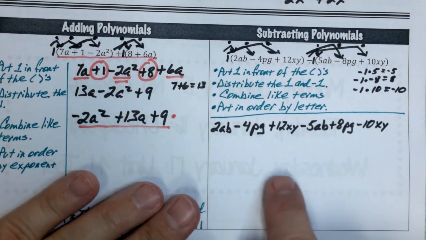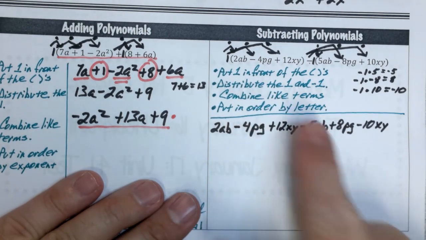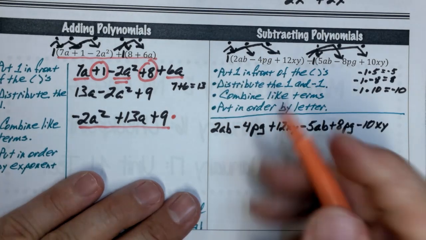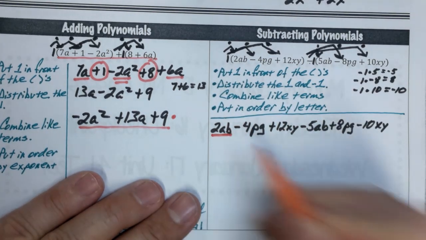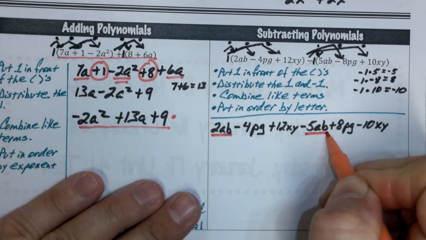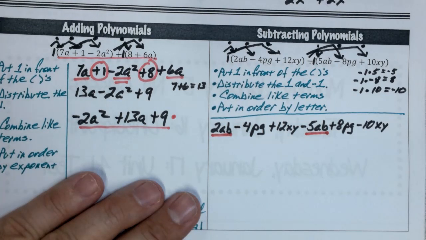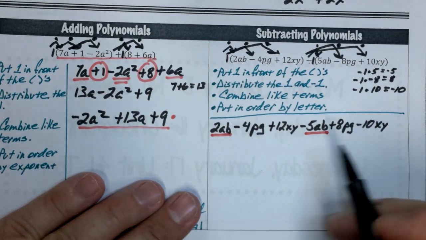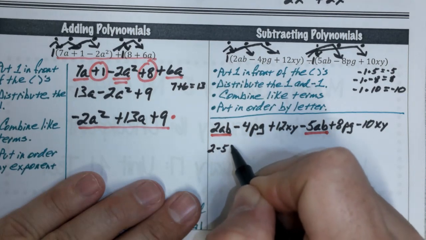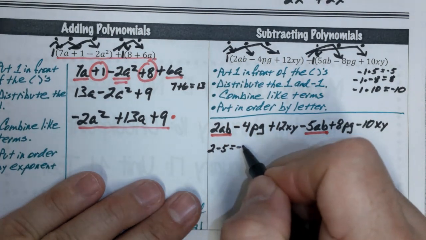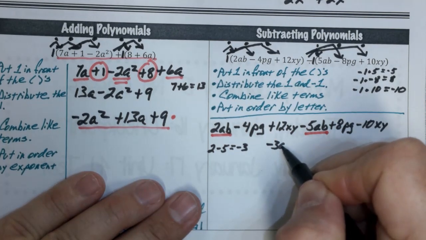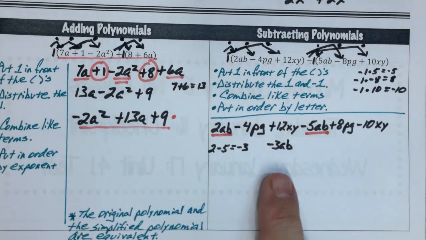Okay, so next, so we distributed the 1 and the negative 1. So now we want to combine the like terms. So notice I have 2ab. So I'm going to combine that with negative 5ab. Okay? So 2ab combined with a negative 5ab. So on my decimals, I would type in 2 minus 5. That gives me negative 3. So this is going to be a negative 3ab, and write kind of small.